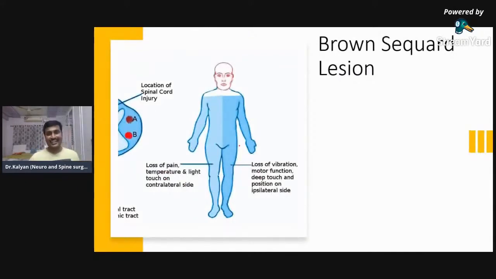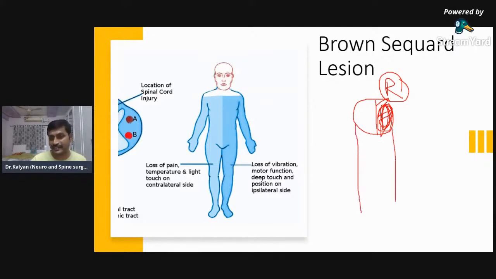This is Brown-Séquard syndrome, hemisection of the spinal cord. Okay, this is the spinal cord. Suppose there is injury on the right side. Hemisection of the spinal cord is known as Brown-Séquard syndrome. So this one all is injured. We are drawing the spinal cord, same like this one. So there is hemisection of the spinal cord at C2 level.